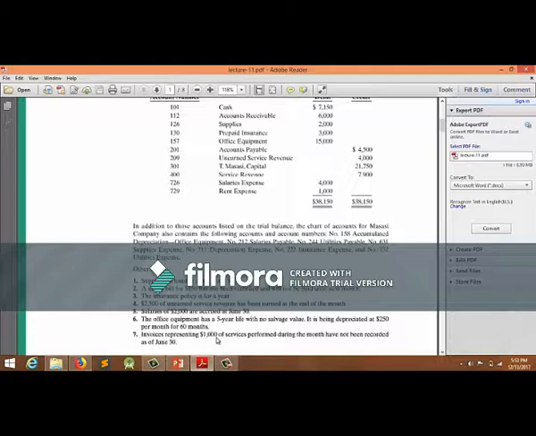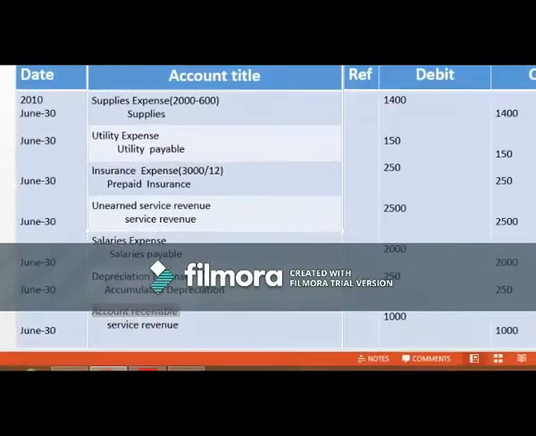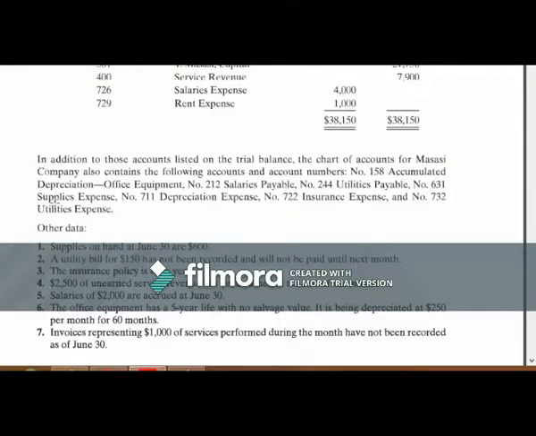Invoices representing 1000 of service performed during the month but have not been recorded previously in the unadjusted part. So in the adjusted part we are going to record this. Accounts receivable, as we didn't receive it yet, so accounts receivable 1000 and service revenue 1000. So now we are going to do the adjusting ledger.